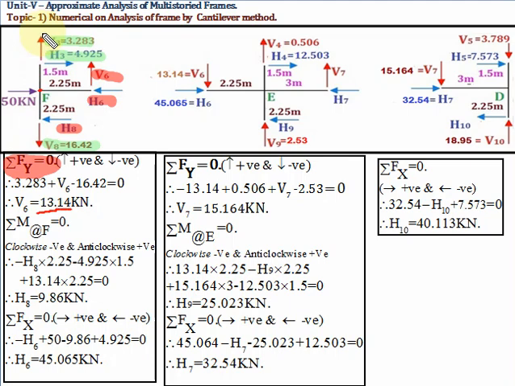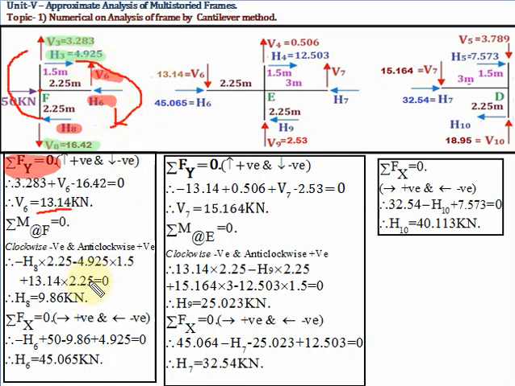Next we'll take the summation of moment at joint F equal to 0. Now here if you observe, V3, V8 and H6 are the forces which are passing through the point F. So we don't consider those forces. Here H8, in which direction is it acting? Clockwise, minus. What is the perpendicular distance? 2.25.